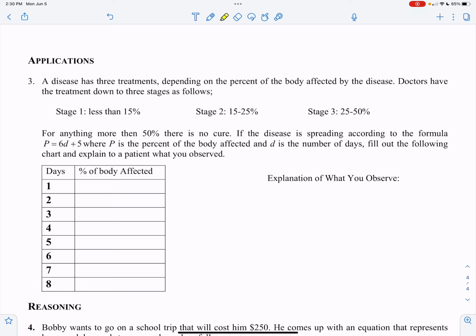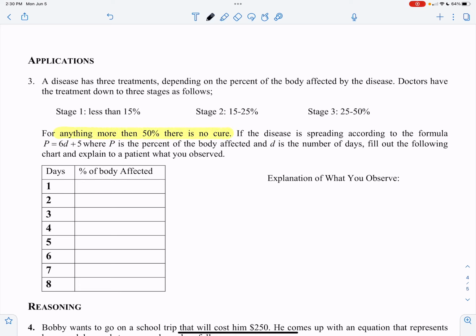If the body is affected less than 15%, we call that stage 1. If the body is affected between 15 and 25%, we call that stage 2. If the body is affected between a quarter or a half, that would be stage 3. For anything more than 50%, there is no cure.